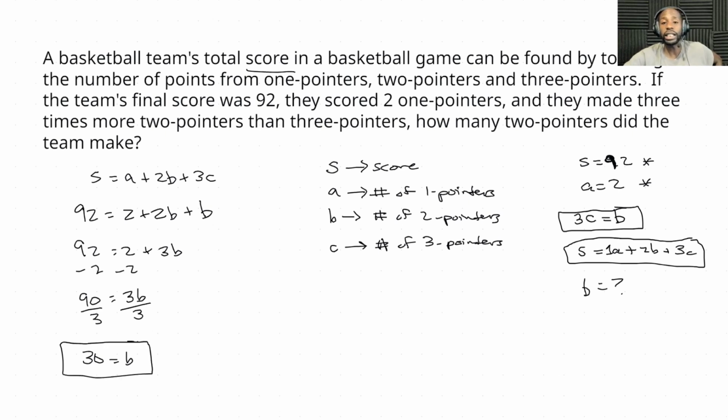Now, just for kicks, let's see how many 3-pointers we have. If we want to know how many 3-pointers, we know that 3 times the number of 3-pointers is the 2-pointers. So 3C is going to be equal to 30. Divide both sides by 3. So that means they made 10 3-pointers. 10 3-pointers, 30 2-pointers, 2 1-pointers. Okay.